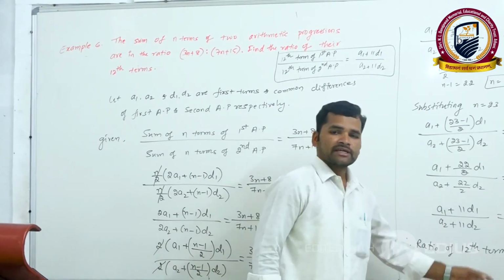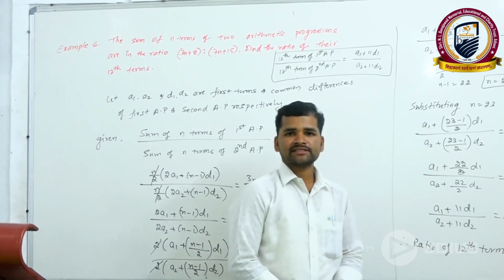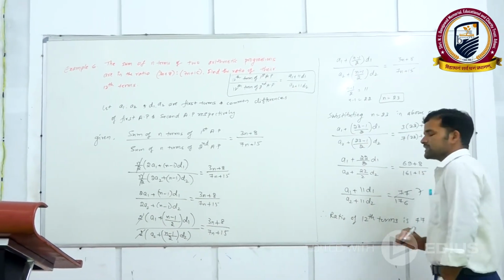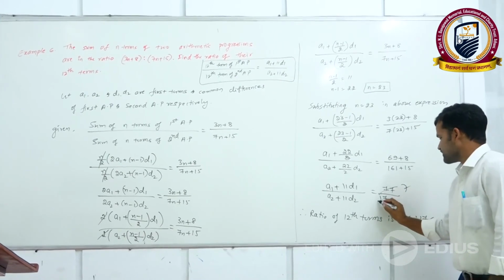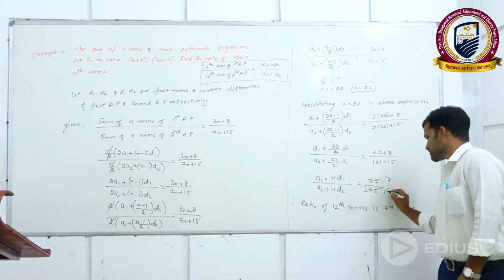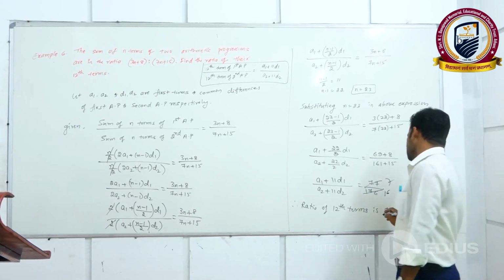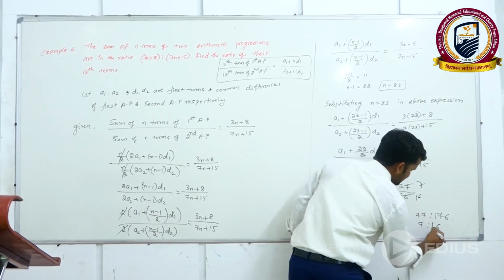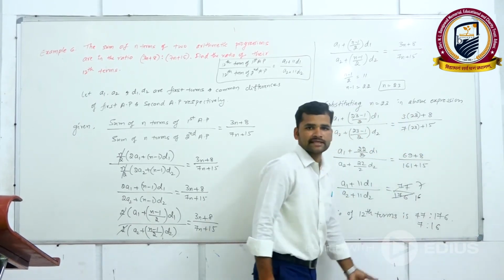They have a common factor, so we can cancel it. 11 sevens are 77, and 11 sixteens are 176. So instead of writing 77 is to 176, we can write 7 is to 16 also. We cancel the common factor, that's all.